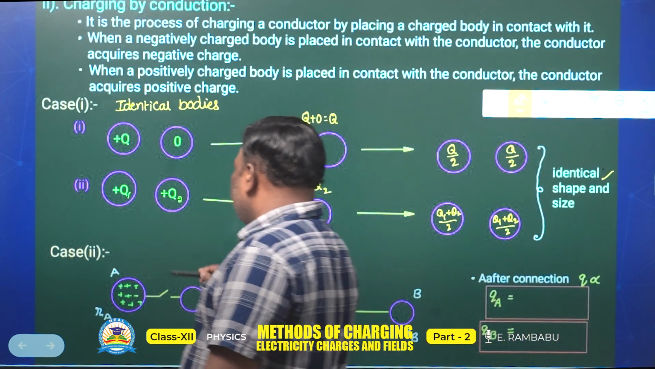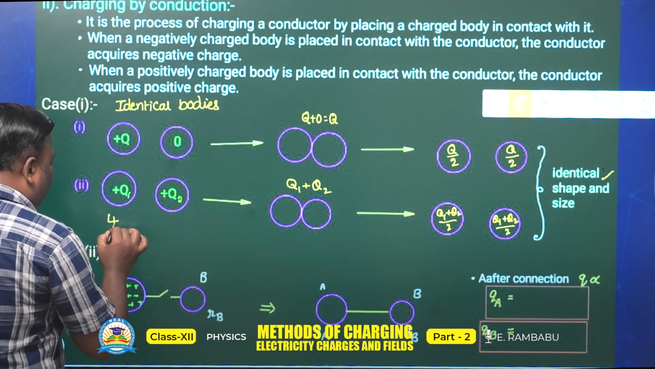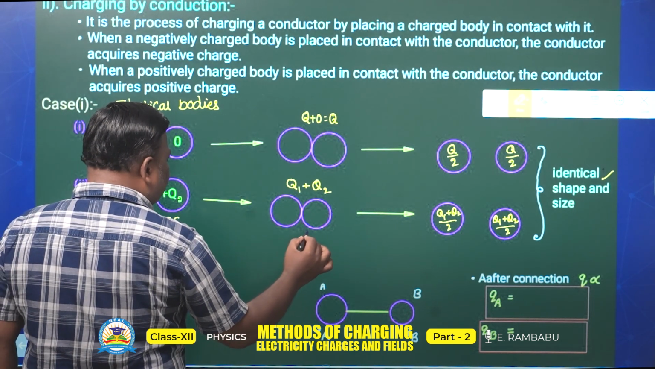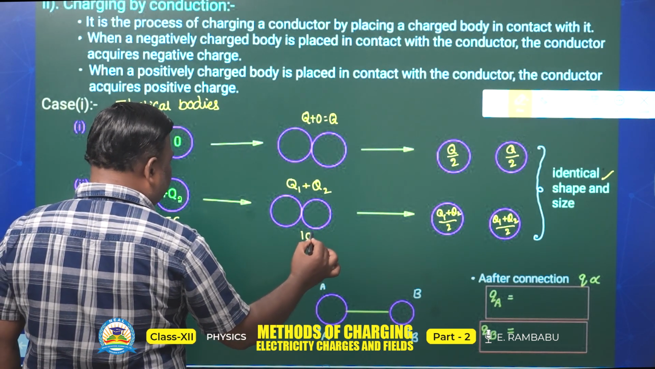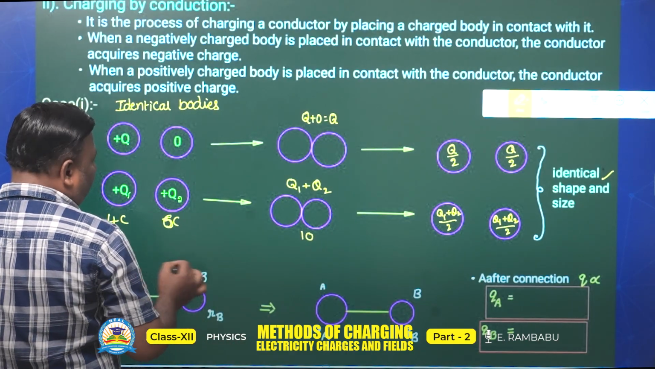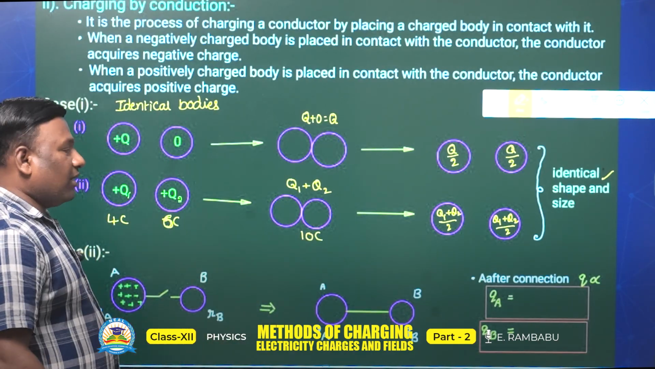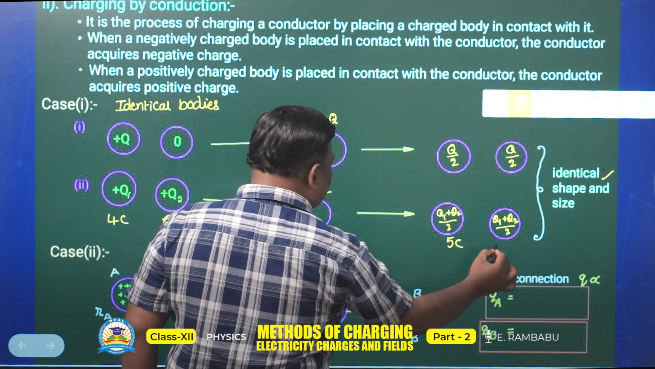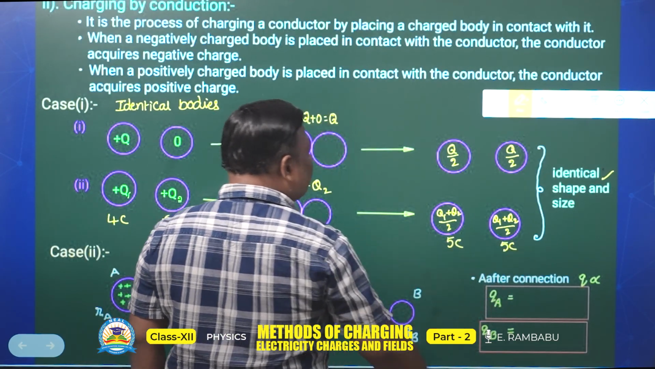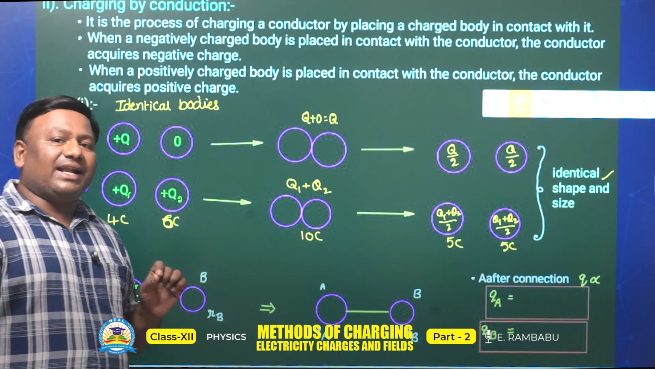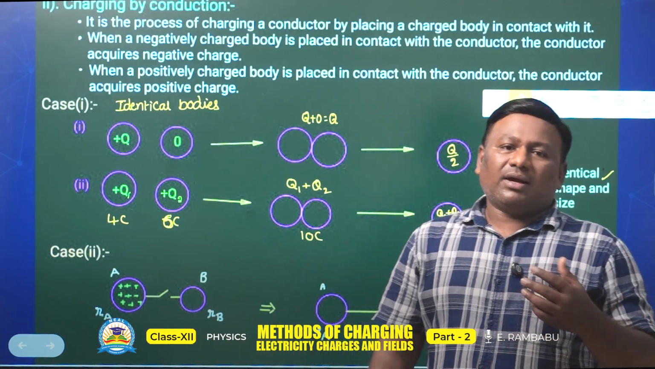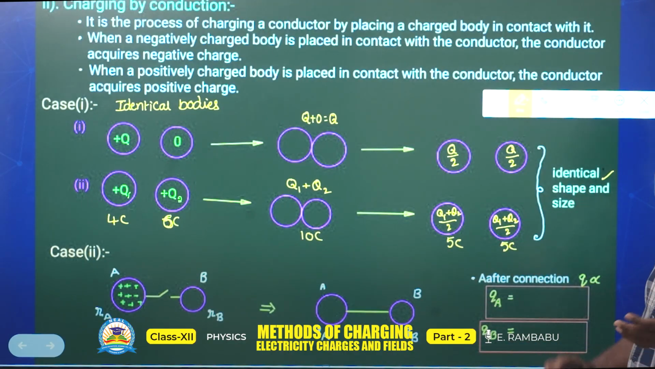So for example, here it is 4 coulomb, here it is 6 coulomb. Then the net charge of the system when they are taken into contact is total 10 coulomb. Whenever we separate them, the charge on the first body is 5 coulomb, and the charge on the second body is also 5 coulomb. Whenever identical bodies are taken, the charge transfers between them until both acquire equal charge. So this is about case 1.